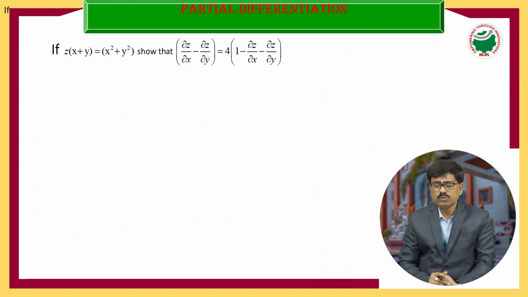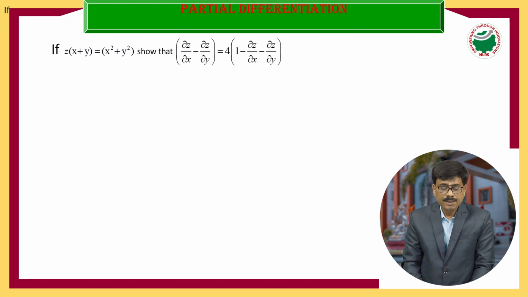Further, we will move to one more function, which is also an important derivative of this function. Let us look at this function. In this function, the resultant values are given. We need to verify both sides, the LHS as well as the RHS of the function. If z(x + y) = x² + y², then we need to show that ∂z/∂x − ∂z/∂y = 4(1 − ∂z/∂x − ∂z/∂y).